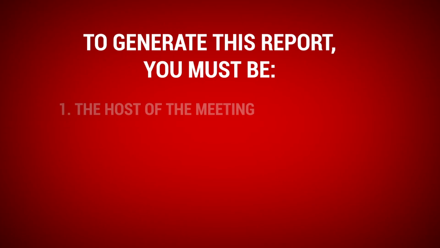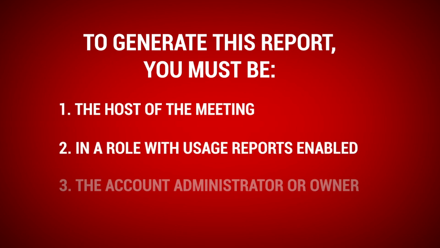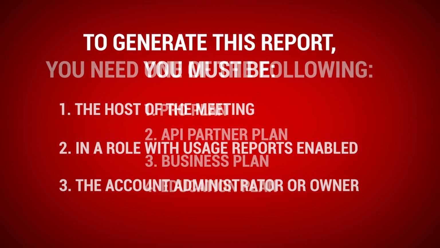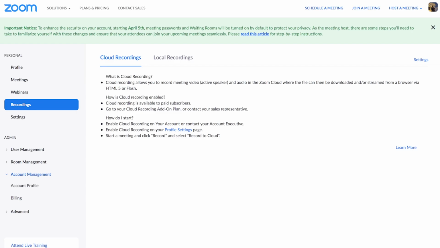You must be either the host of the meeting, in a role with usage reports enabled, or the account administrator or owner. Additionally, you need a pro, API partner, business, or education plan. To get the report, log into Zoom in a web browser, go to Account Management, then Reports. Under Usage Reports, click Meeting.